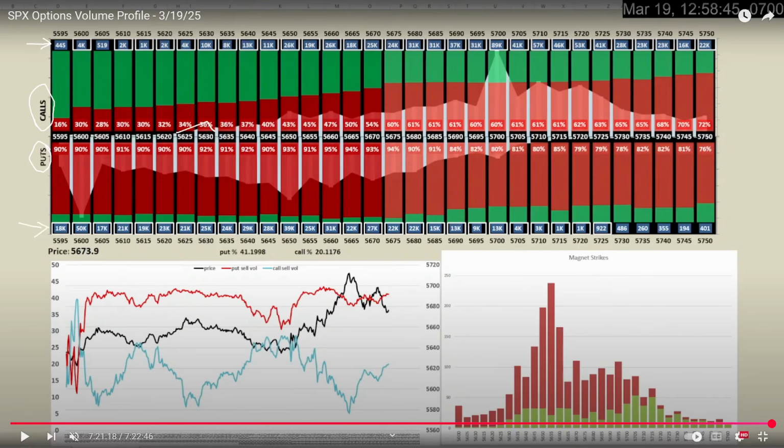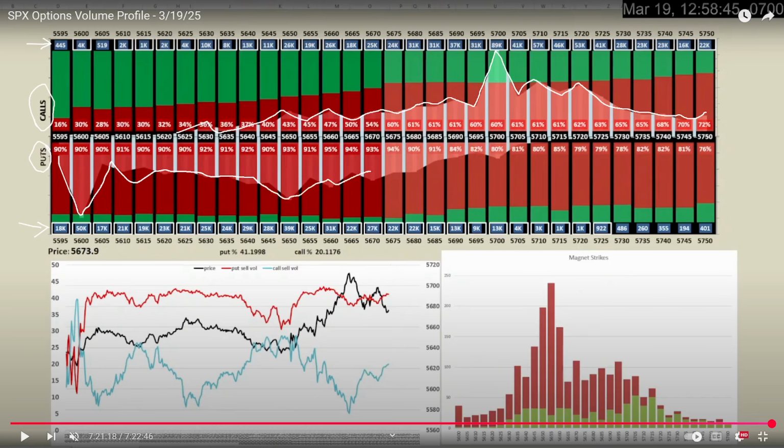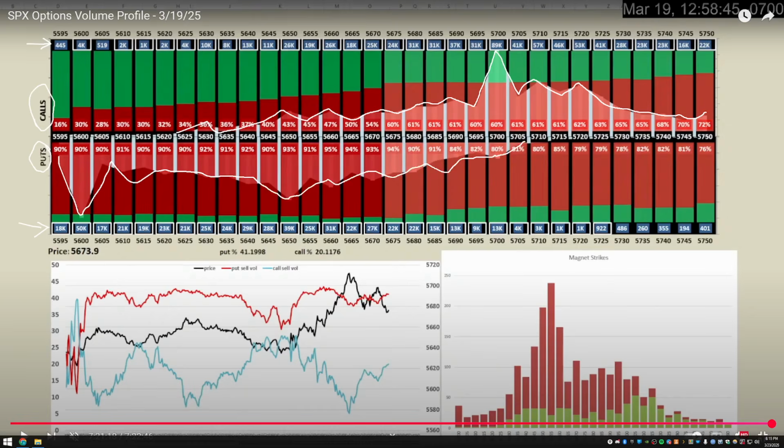Following with that, this white histogram is just a visual representation of the volume, so it's easier to read, you don't have to just read a number, right? You can tell it's highest at the highest strike right here, puts on the bottom, 50K, that's why it's the biggest. The top, 5,700 for calls at 89,000.